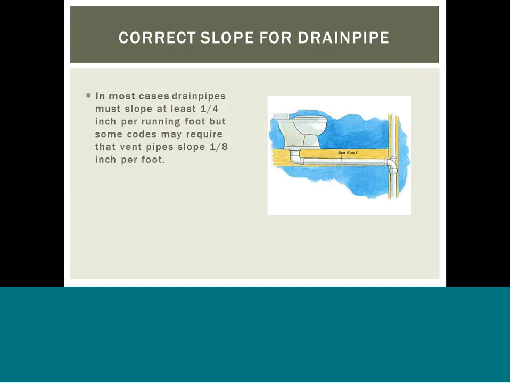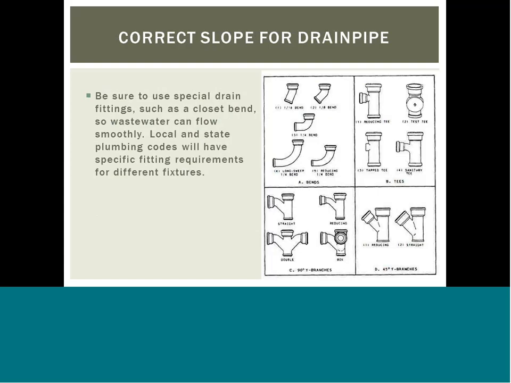In most cases, drain pipes must slope at least 1/4 inch per running foot, but some codes may require that vent pipes slope 1/8 inch per foot. Always check your local and state level codes to ensure you are following the correct requirements.